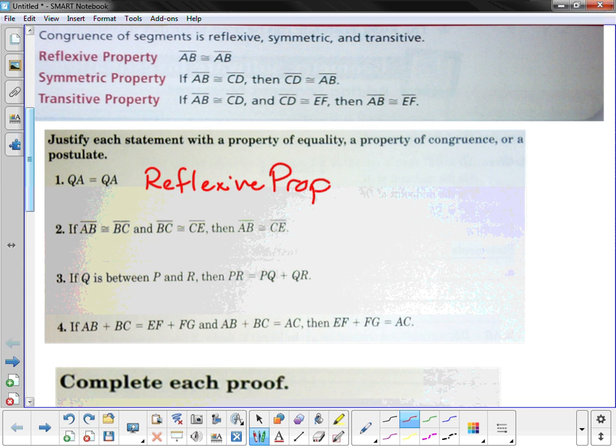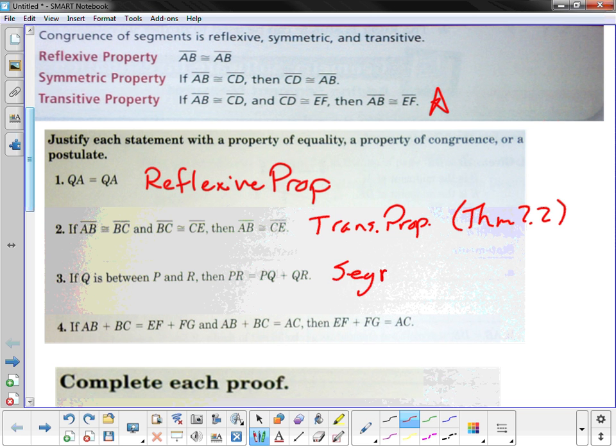Number 2, I got segment AB is congruent to segment BC, and segment BC is congruent to segment EF. This is right here at the bottom of our list. That is the transitive property of congruence. That's part of theorem 2.2. Okay, the third one. If Q is between P and R, and PR equals PQ plus QR. That looks a heck of a lot like the segment addition postulate. Now that's a postulate, not a property.